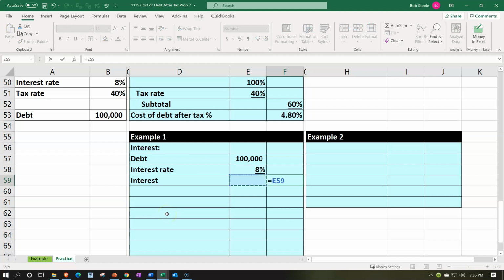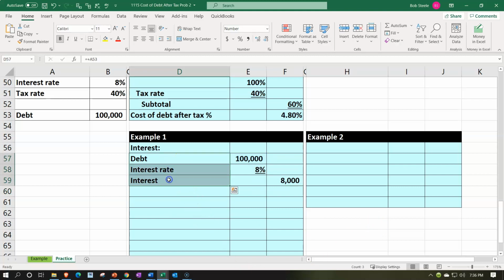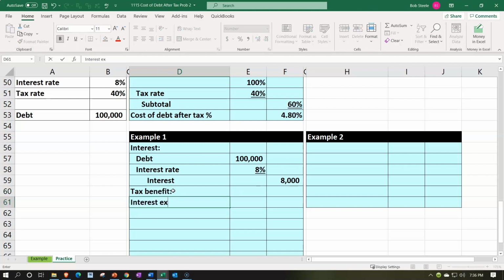Putting that on the outside, the 100,000 times the 8% would give us the 8,000 of the cost. Then I'm going to go ahead and indent here. Go into the alignment, indent, interest, and indent that again. Then we could think, okay, what's the tax benefit? I could say, well, that's going to be the interest expense or deduction, which is going to be that 8,000, which is now good because it's for taxes now.